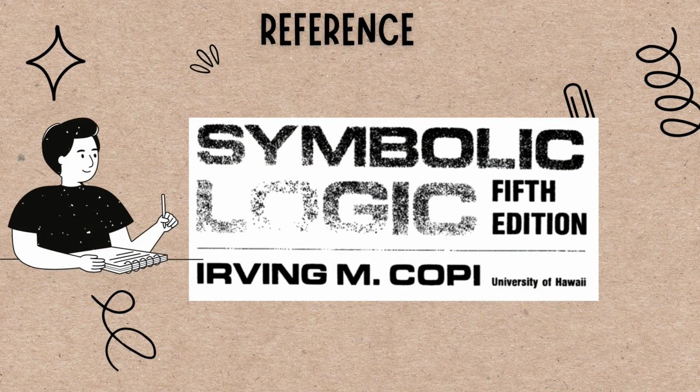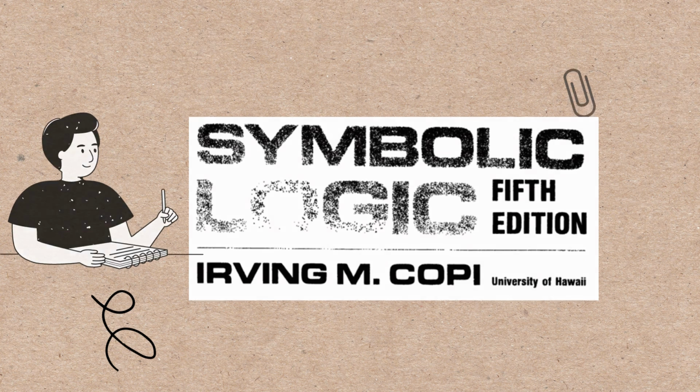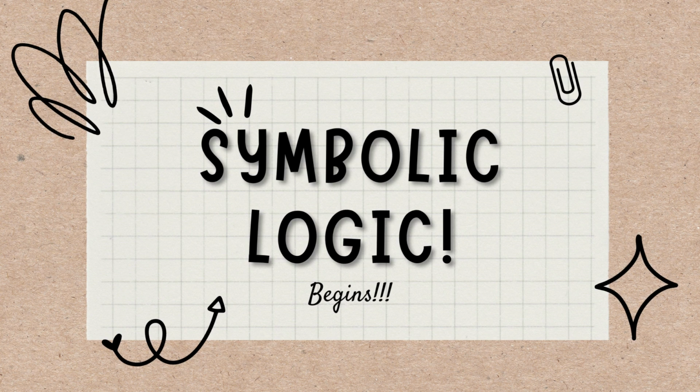We are taking reference of Symbolic Logic 5th edition, which was written by Irving M. Copi from the University of Hawaii. So far we have seen about classical logic. From today we will be studying about symbolic logic.